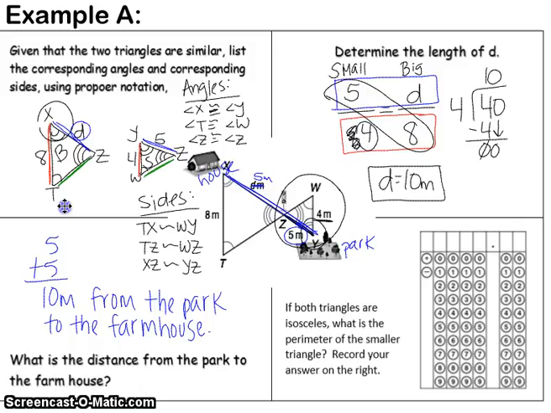Alright, so let's look at the last one. It says if both triangles are isosceles, what is the perimeter of the smaller triangle? And record your answer on the right. And so what isosceles means is that I have two sides that are equal to each other. And so if I were to say that these two sides right here were equal to each other, let's go ahead and color them green. So if those two sides are equal to each other, I know that this one would be also 5.